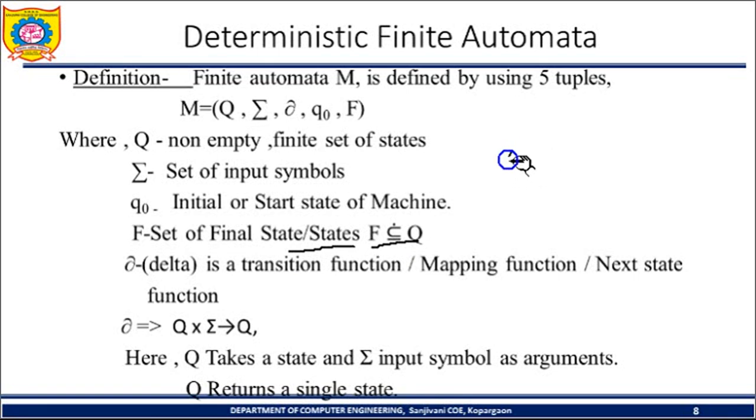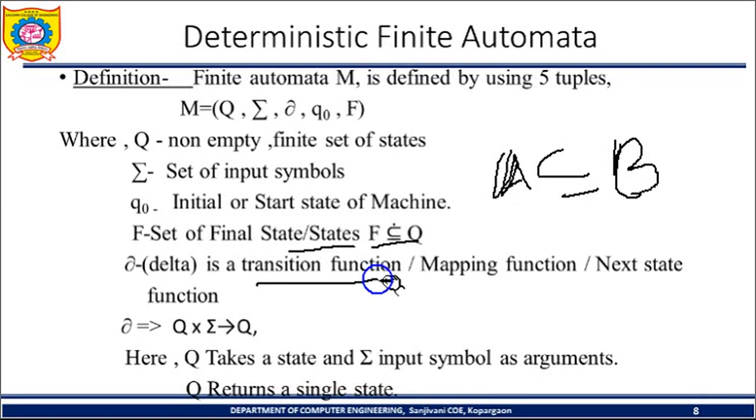So, what do you mean by subset? Already we have discussed in the second video lecture, if we say that A is a subset of B, when each and every element of A is an element of B, then only we can say that A is a subset of B. Delta is called the transition function, mapping function, or next state function. Here delta is current state times current input alphabet giving the next state, means only one single state, because it's a deterministic one. And delta is described in two ways: one by using a transition diagram, another by using a transition table.